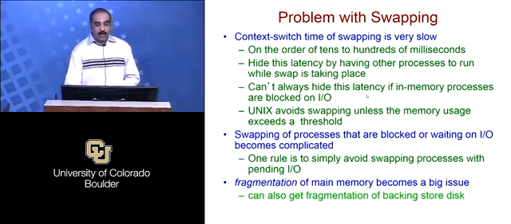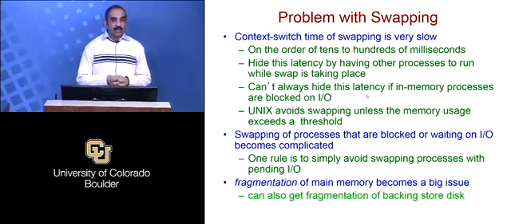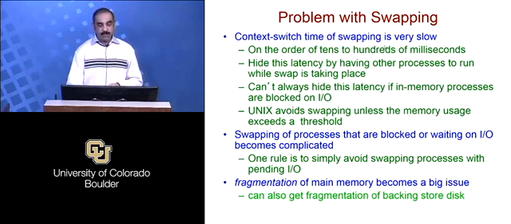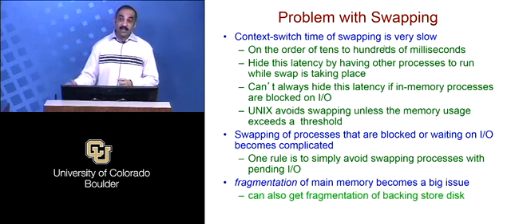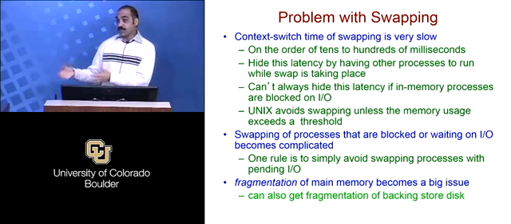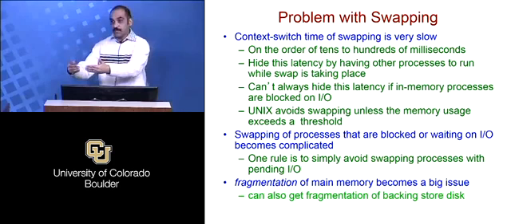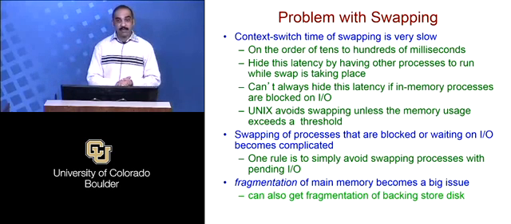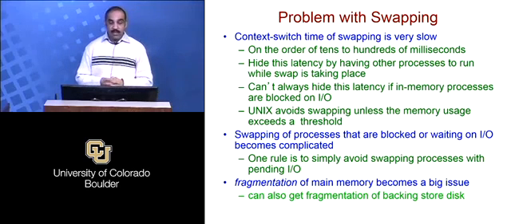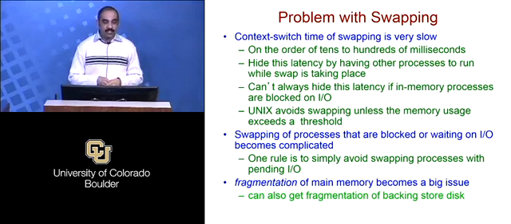Okay. Now, there are, of course, problems with swapping. And the big problem is that the context switch time of swapping can be very slow. That is, if you want to load a process and the process is on the disk, then you have to first load that process into memory and then load that into the CPU. So the context switch time can be very slow.